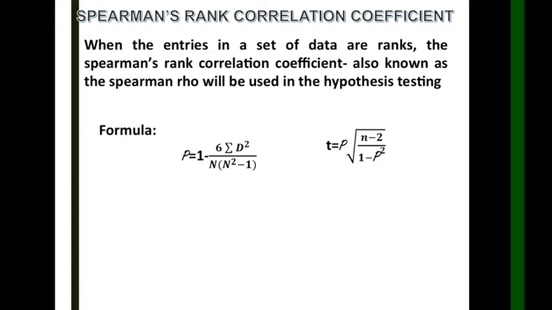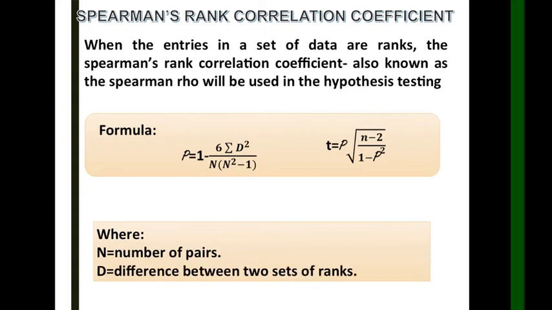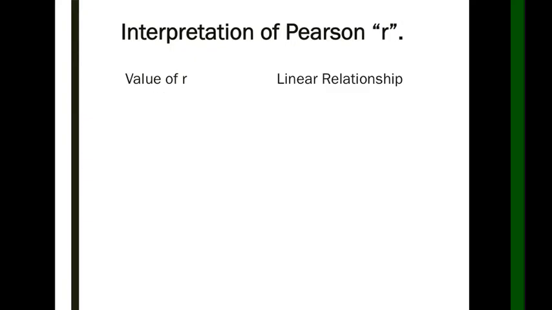The formula to solve the Spearman law is ρ equals 1 minus 6 summation of d squared over n quantity n squared minus 1, while the formula to solve the test statistic of the Spearman law is t equals ρ square root of n minus 2 over 1 minus ρ squared, where n is the number of pairs, d is the difference between two sets of ranks.